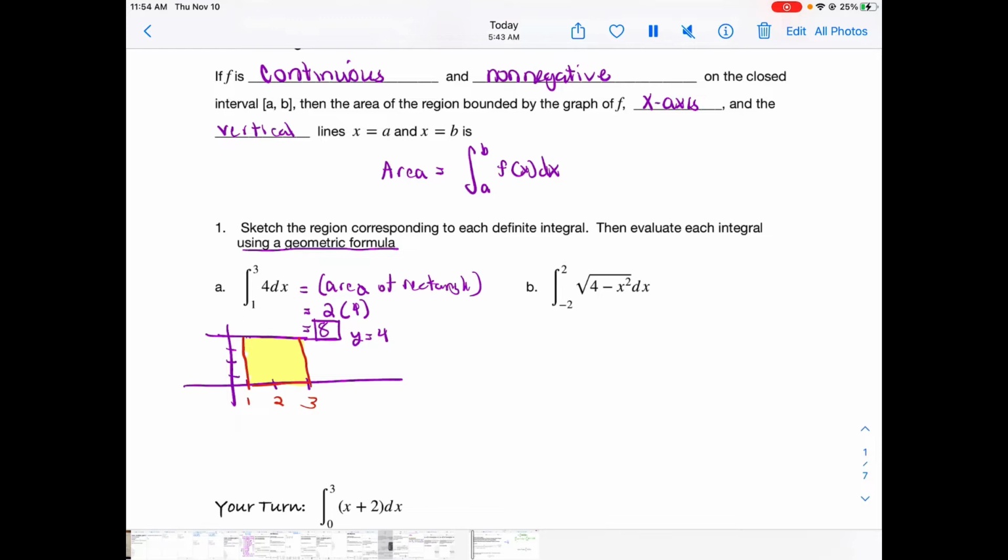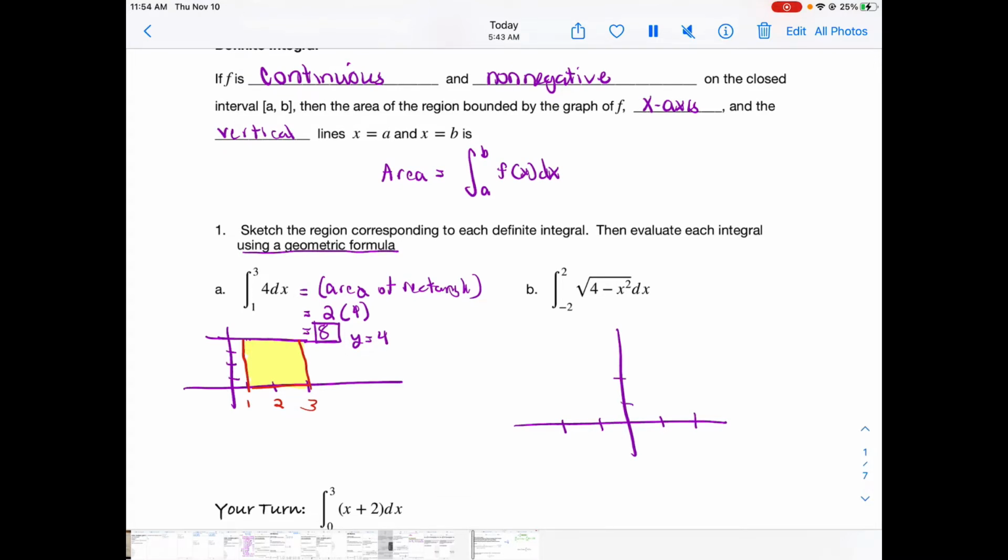I'm going to find the integral from negative 2 to 2 of the square root of 4 minus x squared dx. I'm going to start by graphing the square root of 4 minus x squared, which is a semicircle whose center is at 0 and whose radius is 2. This curve here. And then I want to find the area under this curve to the x-axis, starting at negative 2 and going to 2. So it's the area of this semicircle.